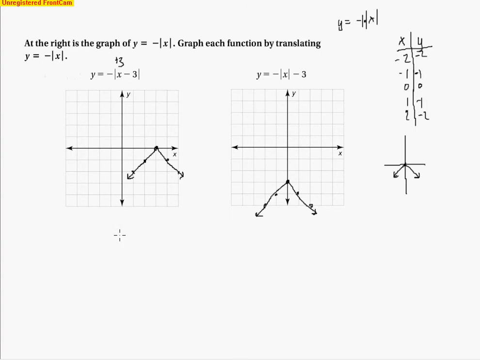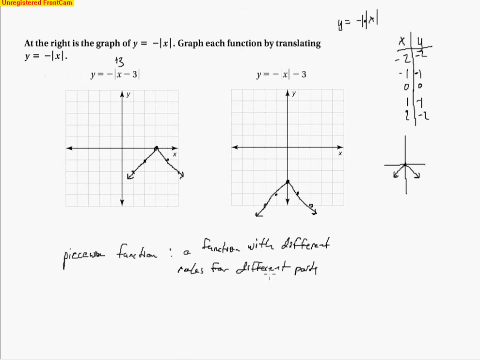Now, these graphs are called piecewise. It's a type of piecewise graph. And a piecewise graph, or piecewise function, is one in which a function has different rules for different parts of the domain. So the domain runs along the x-axis.